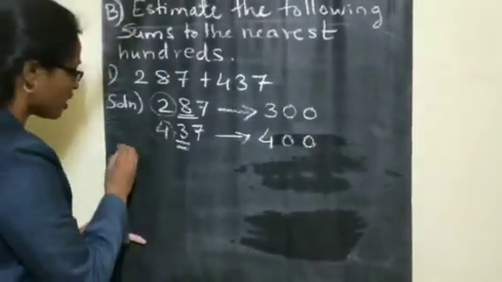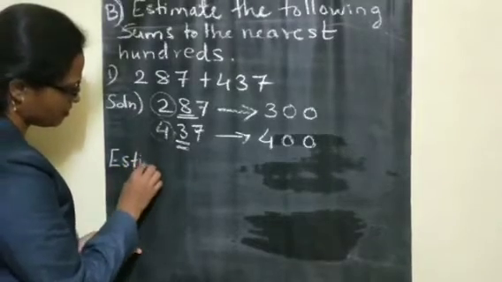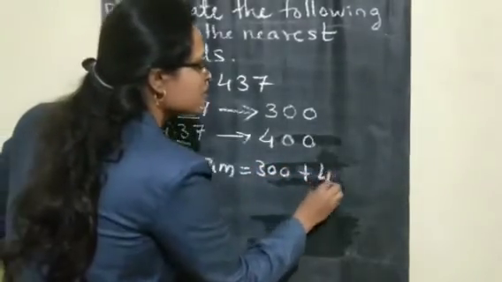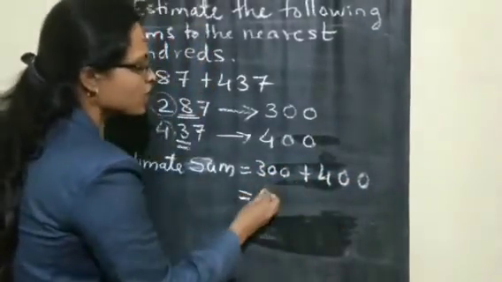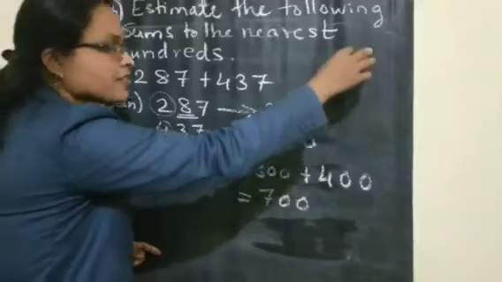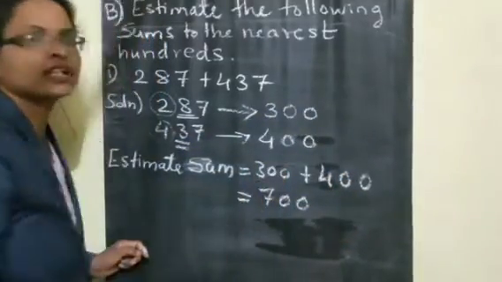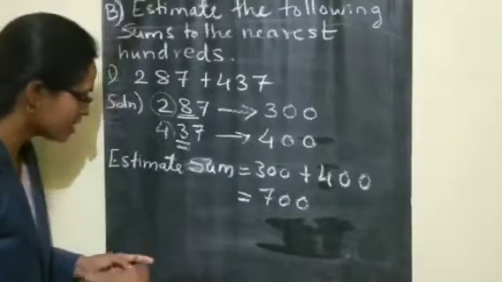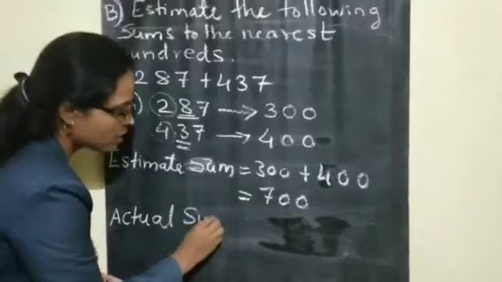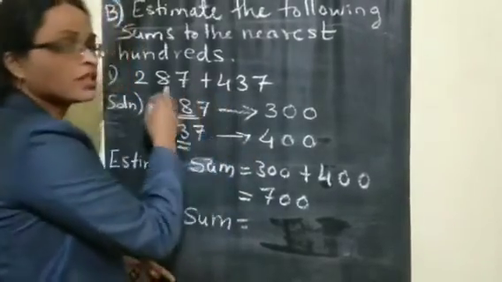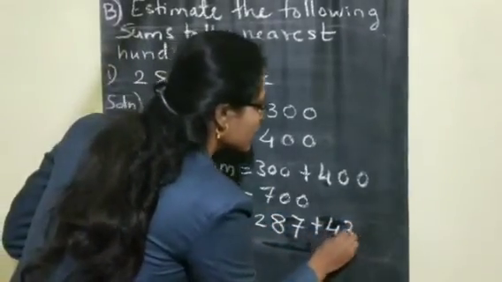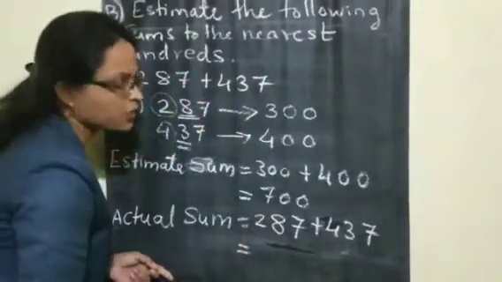So now the estimated sum is equal to 300 plus 400. So 300 plus 400, how much? 700. I told you, if you do not understand horizontal addition, arrange the numbers in vertical form on a rough side and do the addition to get your answer. And now here we have to write the actual sum also. We are finding the actual sum. Actual sum uses the same numbers that they have given in the question. So 287 plus 437. Do the addition and get your answer.